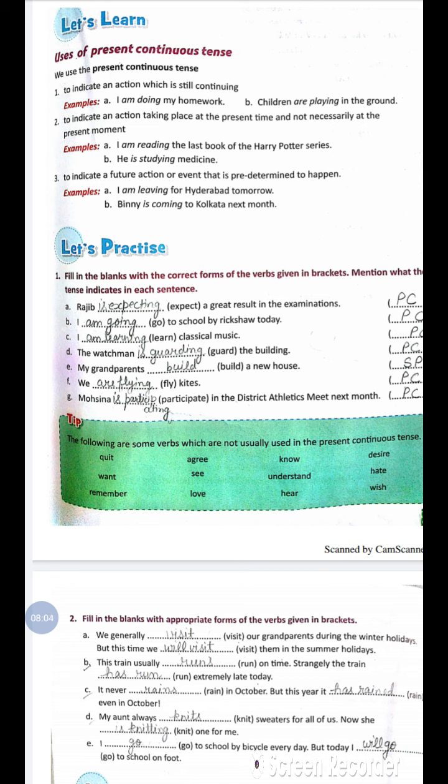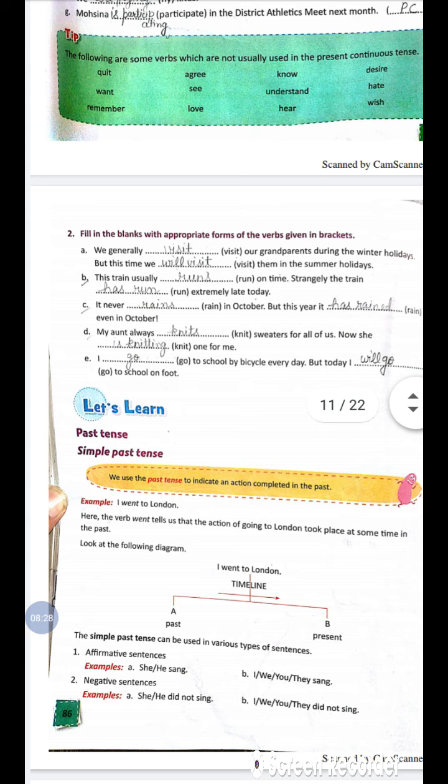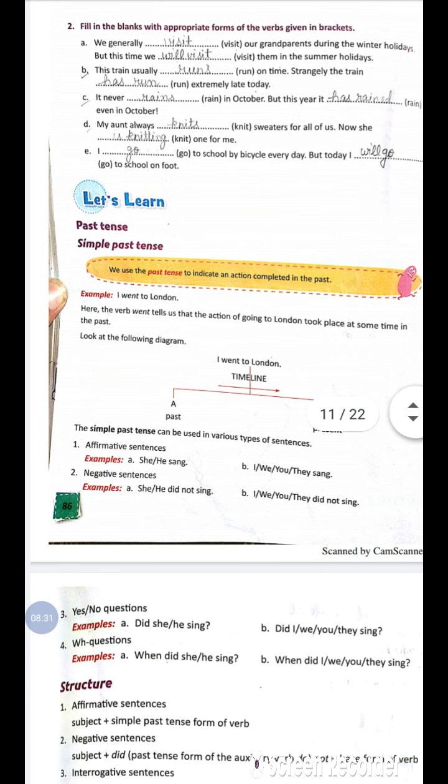So in the next exercise, you have to fill in the blanks with the correct forms of the verbs. Rajiv is expecting a great result in the examinations. Present continuous tense. So we can take the next example. My grandparents built a new house. Simple past tense. Next is simple past tense. We use the simple past tense to indicate an action completed in the past.